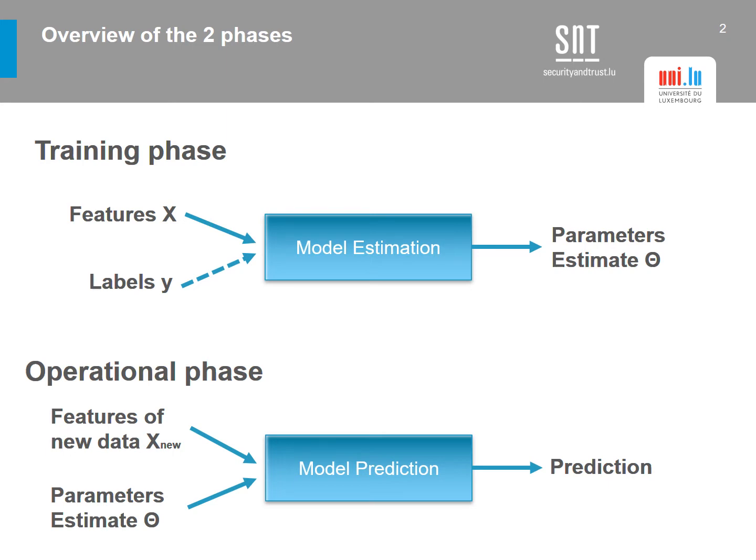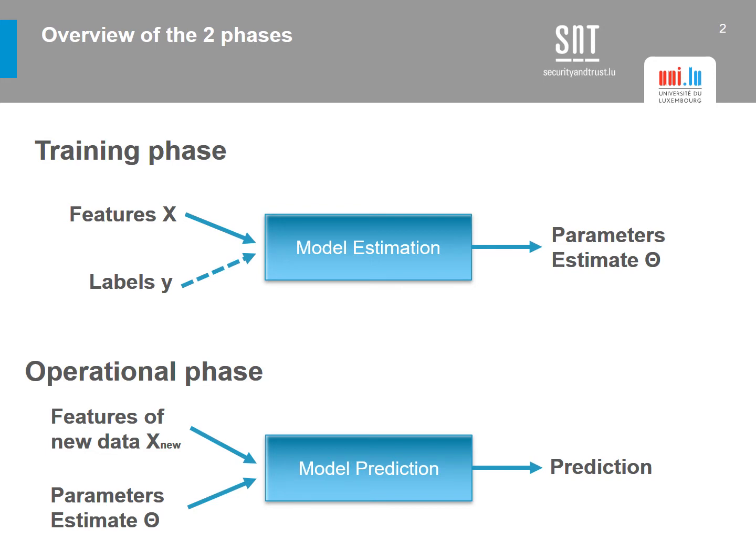So we provide these to the training algorithm of our model, and the training algorithm will output some estimation of our parameters. The parameters are the internals of the model. So what we mean by learning the model, by learning from the data, is really parameter estimation. Once we have some value of our parameters, we can enter the operational phase.